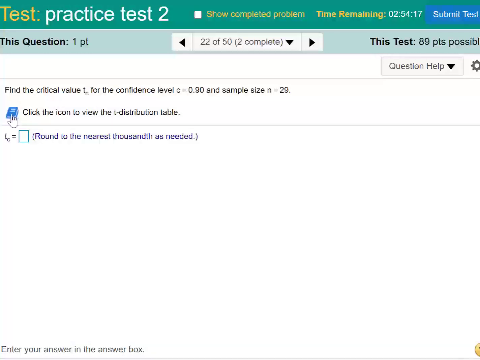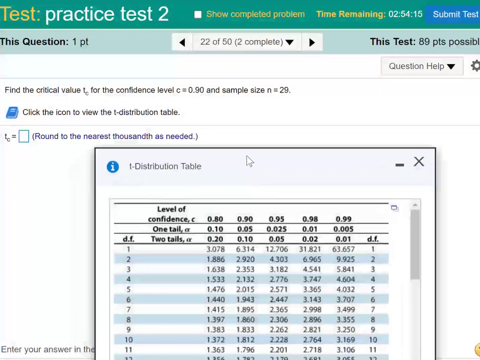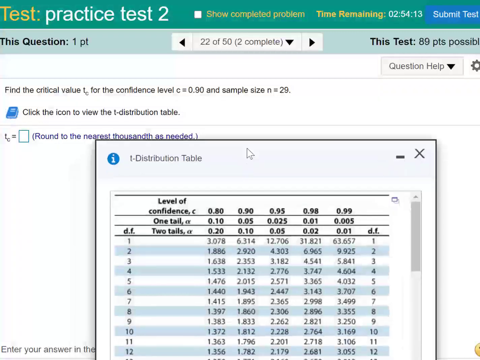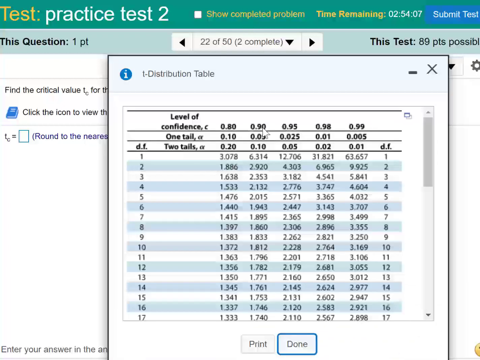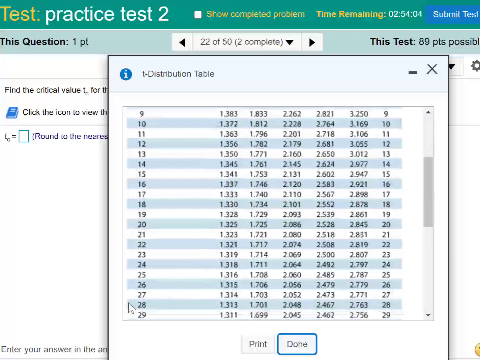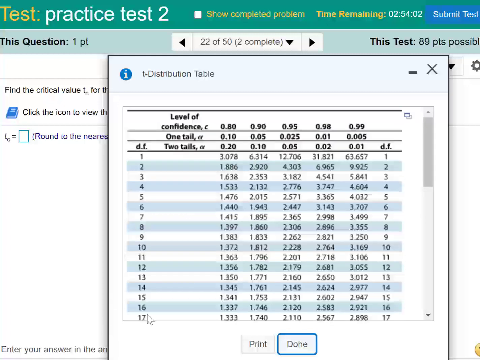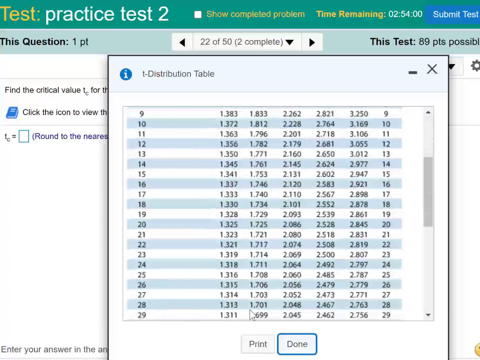Find the critical value. Let me just open the table here. 90% and sample size 29. You need degrees of freedom, which is 29 minus 1, 28. So just look up for 90 and 28, guys. There's the 28. 90 is the second one. And the 28 is right here. 1.701.